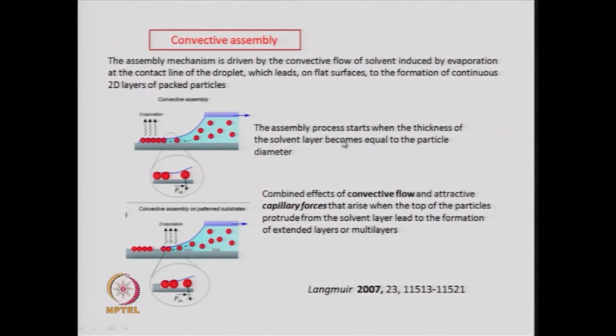The assembly process starts when the thickness of the solvent layer becomes equal to the particle diameter. When you have more solvent such that the thickness is more than the diameter, then the assembly is still not taking place. Only when the diameter of the particle becomes nearly equal to the solvent thickness does the assembly occur. This is mainly being driven by convective flow, and the convective flow is because solvent is evaporating. So, there is a drive to come onto this side.